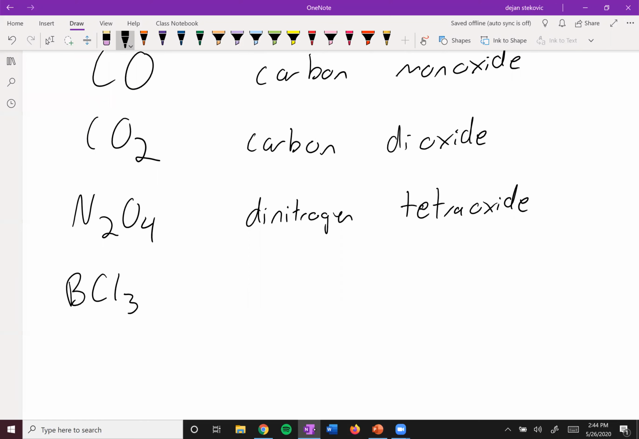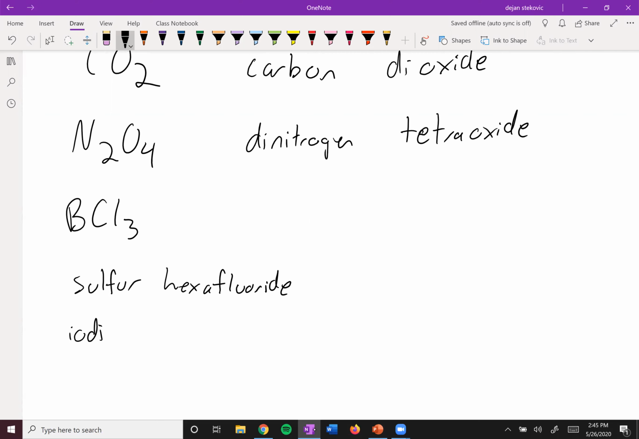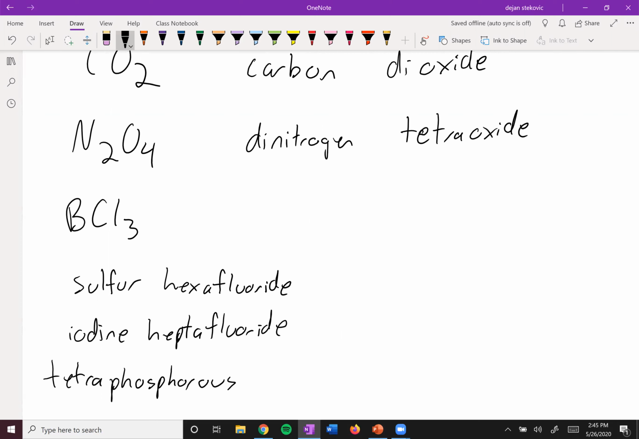Next up, BCl3. So go ahead and figure that one on your own. Sulfur hexafluoride. Iodine heptafluoride. And then tetraphosphorus decaoxide. So go ahead, pause the video and figure all this stuff out.